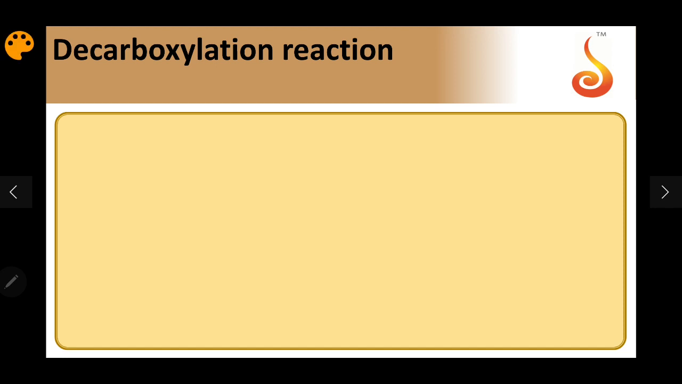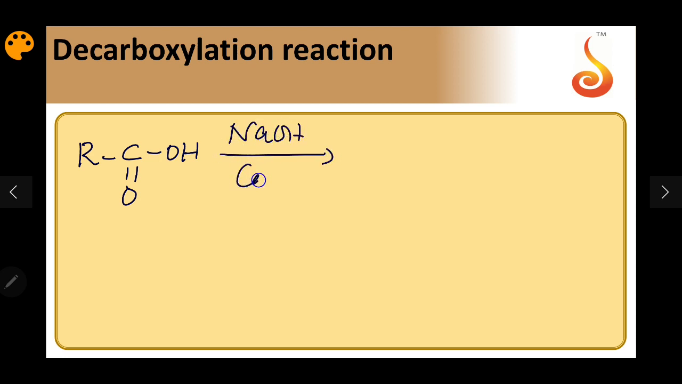Decarboxylation reaction. In case of decarboxylation reaction, there are two types. One, soda lime decarboxylation. So I can take NaOH and CaO. It loses carbon dioxide to become RH.